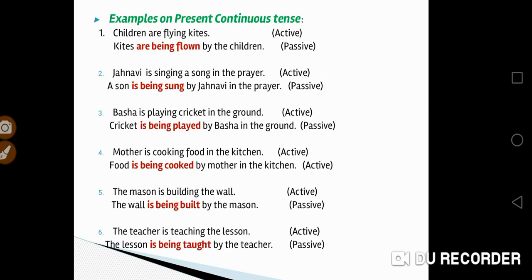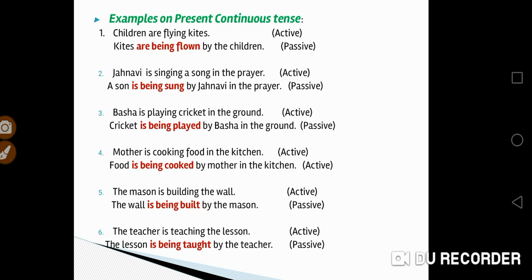Examples on present continuous tense. Children are flying kites. Kites are being flown by the children. Jahnavi is singing a song in the prayer. A song is being sung by Jahnavi in the prayer. Basha is playing cricket in the ground. Cricket is being played by Basha in the ground. Mother is cooking food in the kitchen. Food is being cooked by mother in the kitchen.